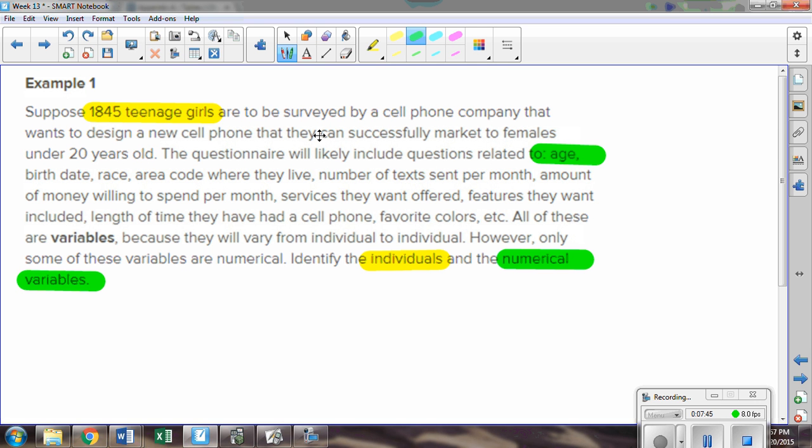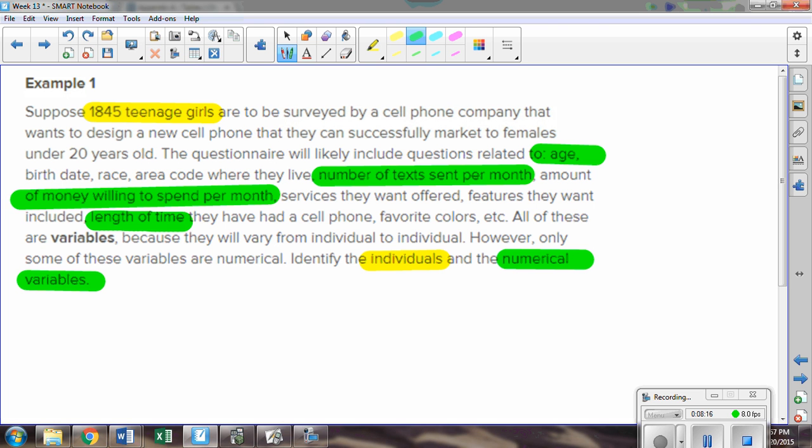Our next one, though, is a whole lot easier. Number of texts you send per month. The amount of money you'll spend each month. Services you want offered. Nope, that's category. Features you want. Category. Length of time that you've had your cell phone. How many months have you had your cell phone? Clearly a number. Favorite color?